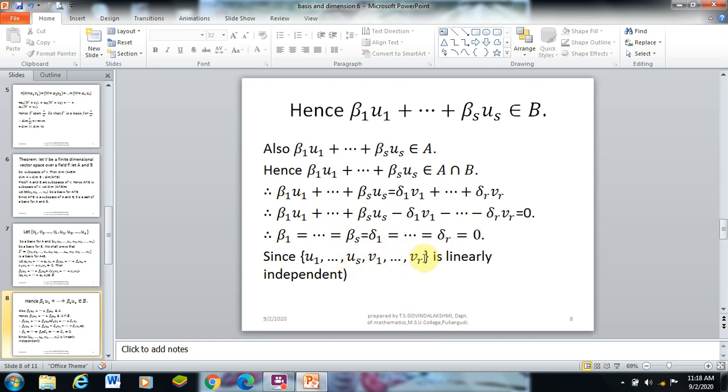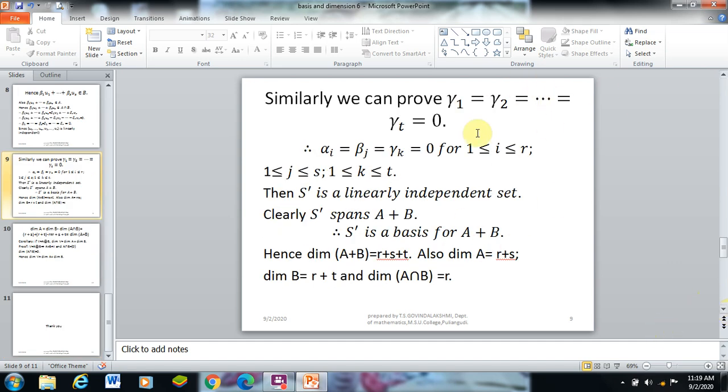Here u1 to us and v1 to vr is a basis for A, so this set is linearly independent. Similarly, we can prove that γ1, γ2, ..., γt are equal to 0.